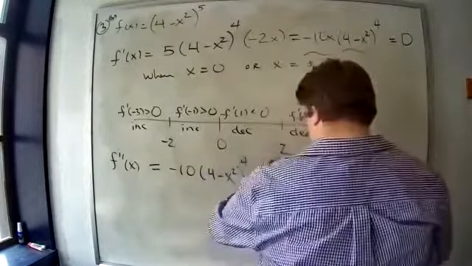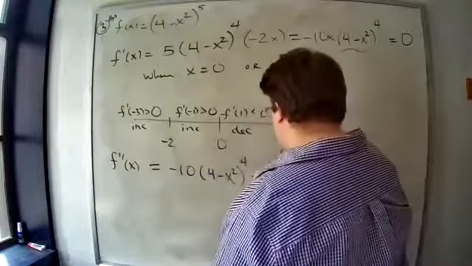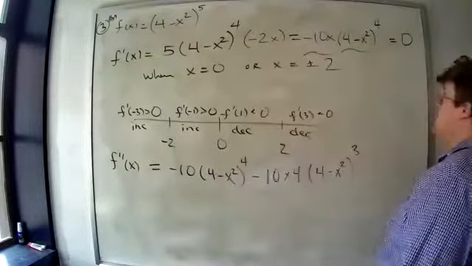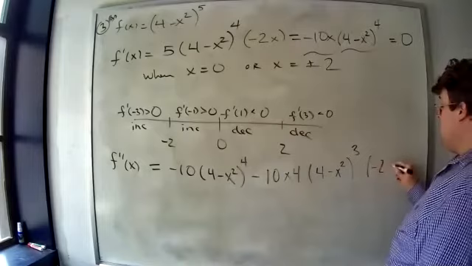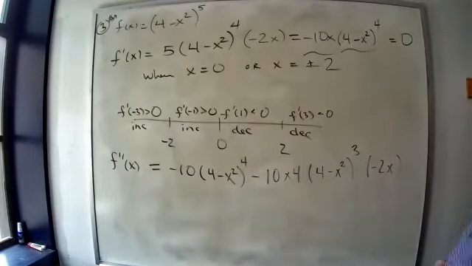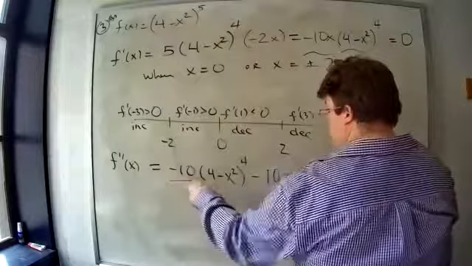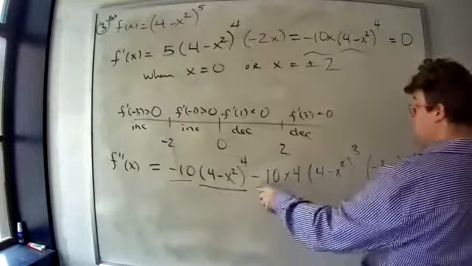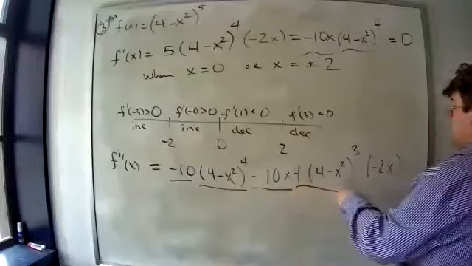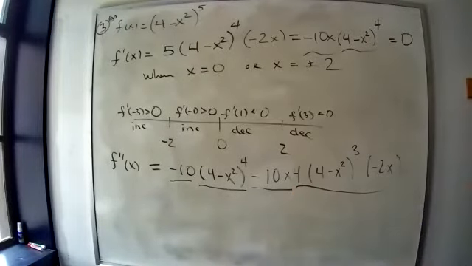And maybe I'll write it like this. Minus 10x times 4 of them to the third times negative 2x. So we have derivative of the first times the second plus the first times derivative of the second. Any questions about getting that derivative?